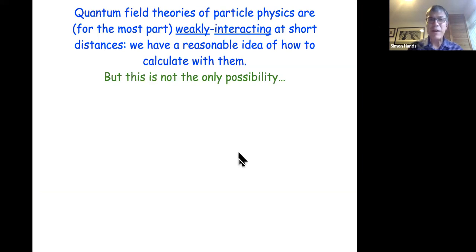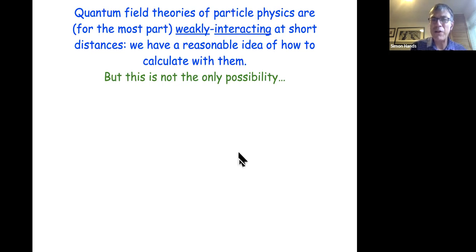This is essentially a talk about quantum field theory. Quantum field theories in particle physics, for the most part, are weakly interacting at short distances. That's good news. It means we have a reasonable idea of how to calculate with them. We can apply perturbation theory through the fantastic technology of Feynman diagrams. We're also able to apply non-perturbative techniques such as lattice QCD, which are well defined and under control because QCD is weakly interacting at short distances.